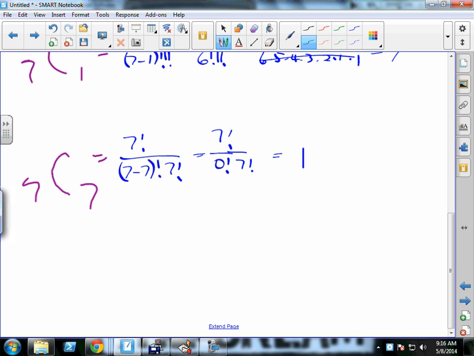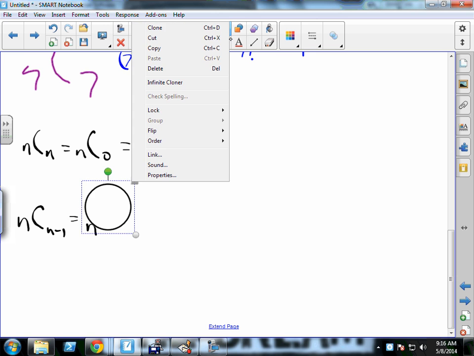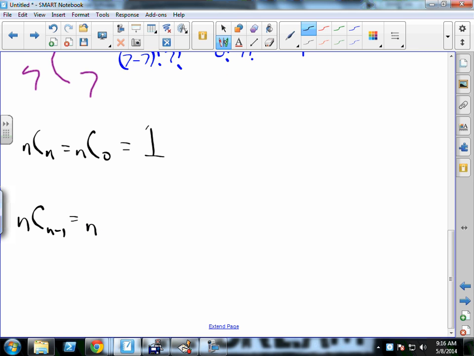So what's really weird, you might want to make note of this somewhere. In general, n choose n is the same as n choose 0, and that's always equal to 1. Okay? That's a general case for combinations. It always works. If you choose all of them, if you choose none of them, it's always equal to 1. On a similar token, n choose 1 less than n is the same thing as n choose just 1. N choose just 1 is always equal to n. Those will always work. Those are general cases for combinations.